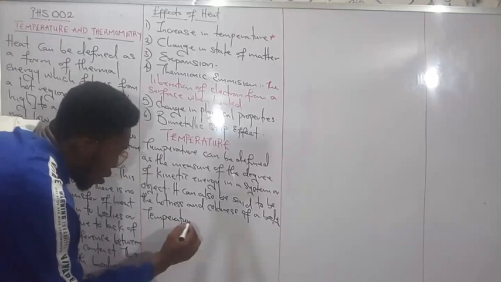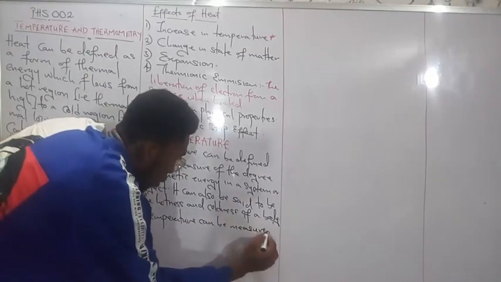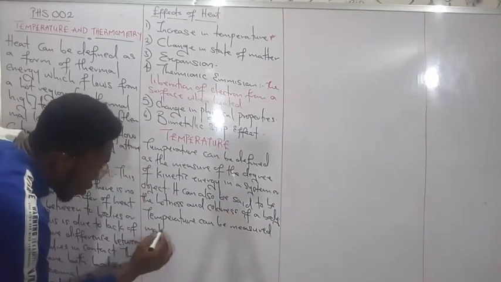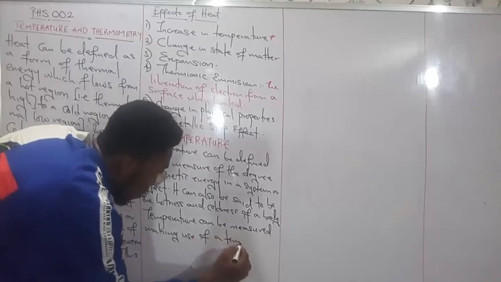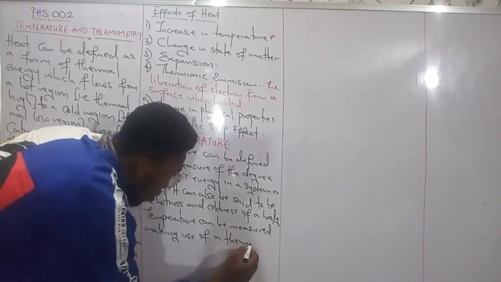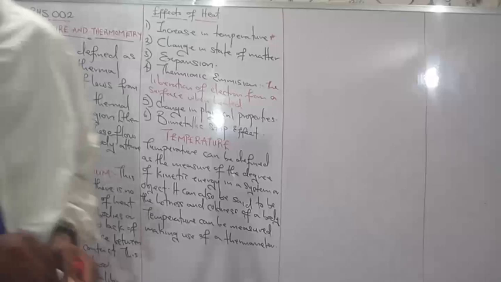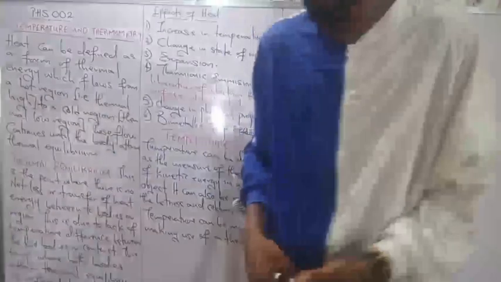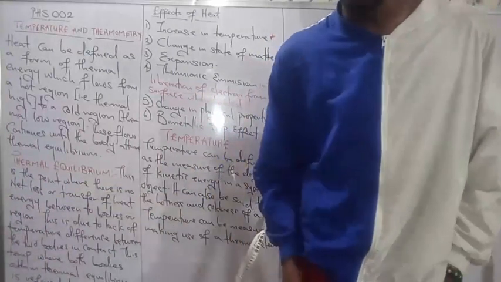Temperature is measured making use of the thermometer. The thermometer is an instrument, and we have various types of thermometer which we won't be talking about in this lecture. We have the clinical thermometer, that is the liquid in glass thermometer. We have your maximum and minimum thermometer, which measures the temperature of the environment or the surrounding.